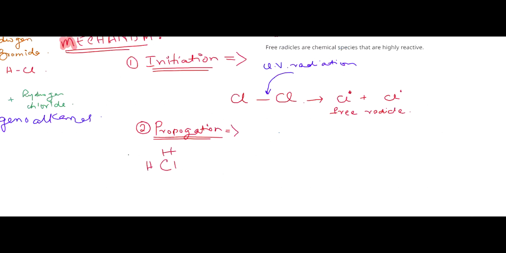What happens is that one of the free radicals approaches the methane molecule. Now, chlorine on its own is not so reactive, but the free radical is extremely reactive, because it wants to make a chemical bond and have a complete outer shell.